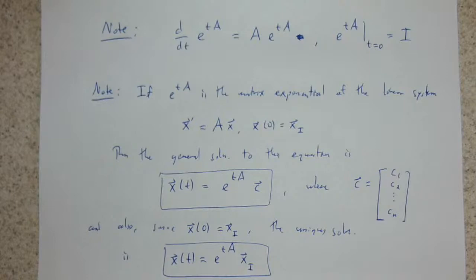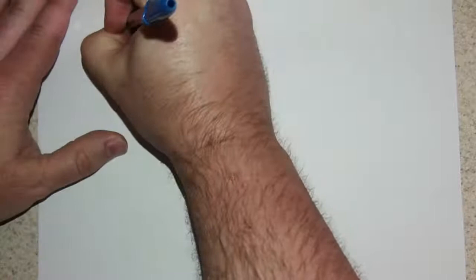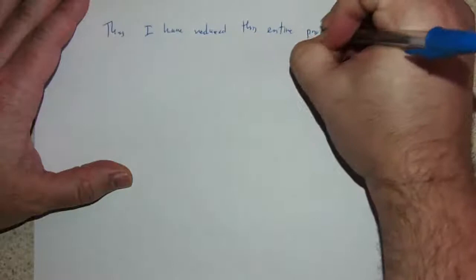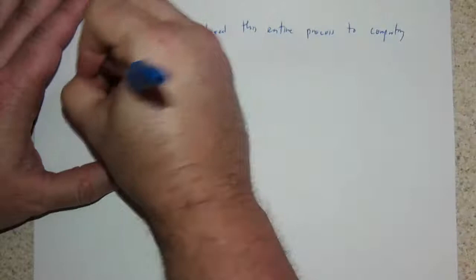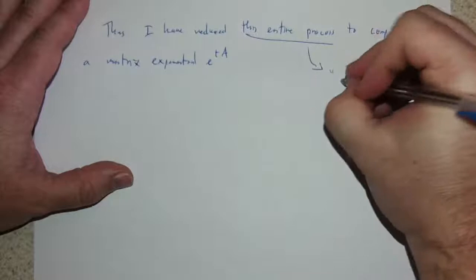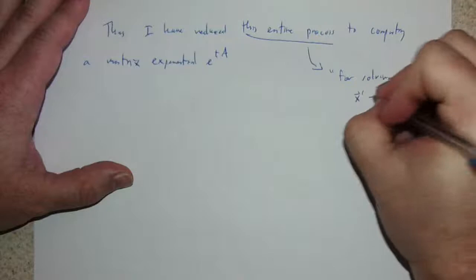Okay. So I have reduced this entire process to finding a matrix exponential. Thus, I have reduced this entire process to computing a matrix exponential e to the tA. What process? This entire process. What does that mean for solving the equation x prime is equal to Ax? Okay.